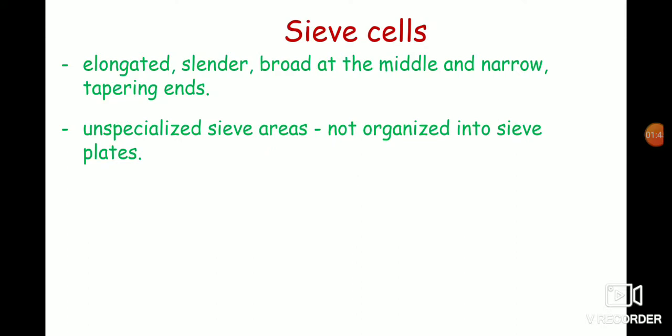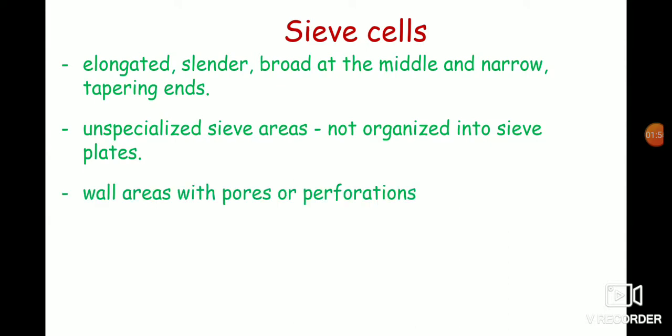They have unspecialized sieve areas. That is, the sieve areas are not organized into sieve plates. A sieve area is the wall area with pores or perforations through which the protoplasts of adjoining sieve elements are interconnected. The sieve area takes its name from its resemblance to a sieve. The sieve cells are arranged in vertical rows and are slightly overlapping like the tracheids of xylem.